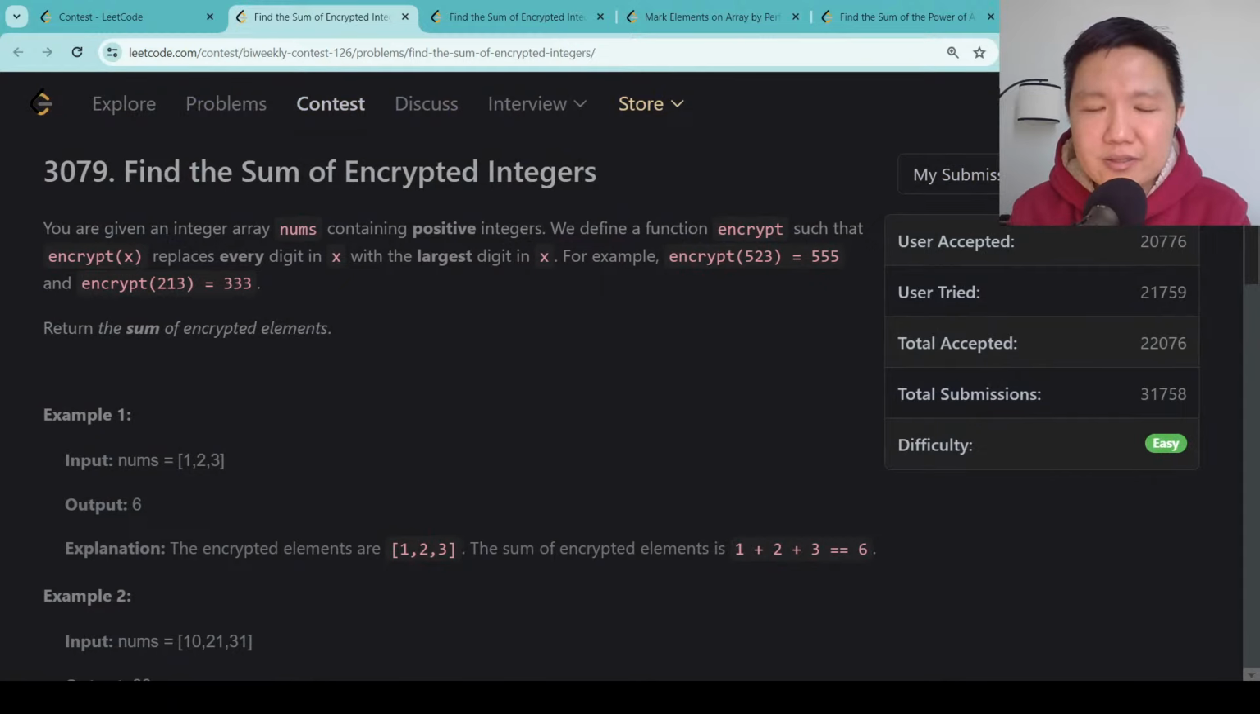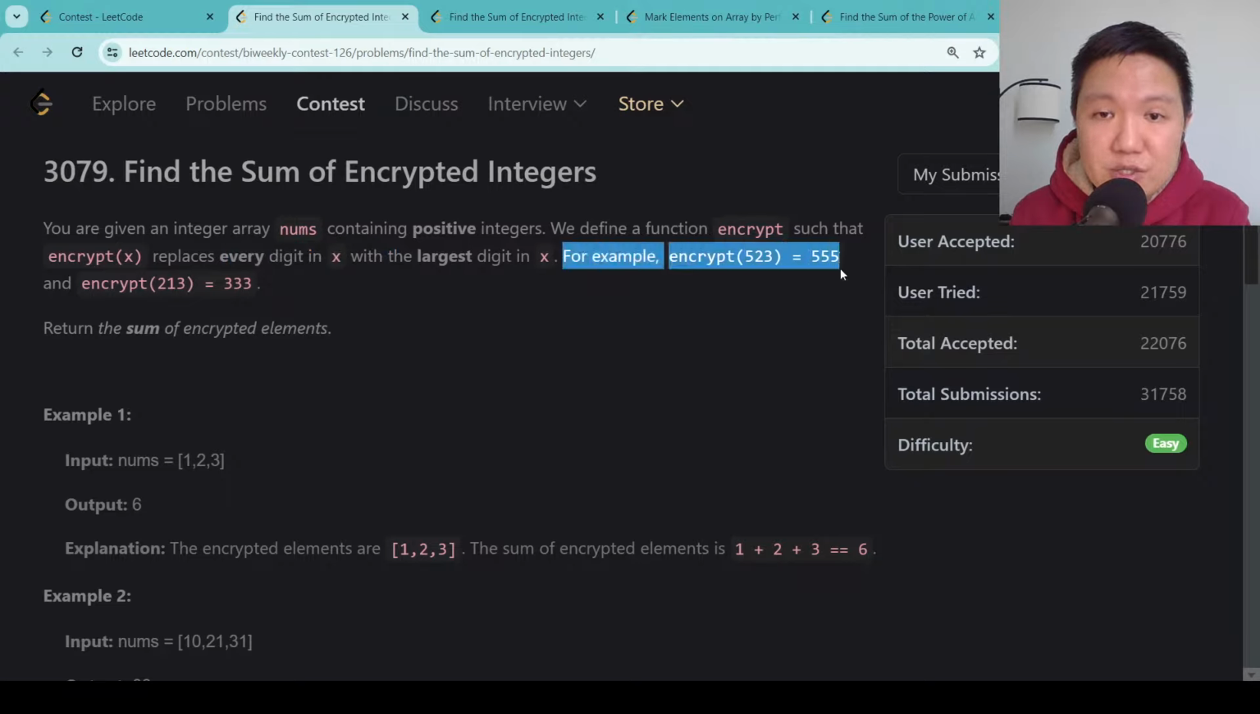Question 1. Find the sum of encrypted integers. You're given an integer array nums containing positive integers. We define a function encrypt, such that encrypt replaces every digit in X with the largest digit in X. So for instance, encrypt 523 equals 555, encrypt 213 equals 333. So find the sum of encrypted elements.